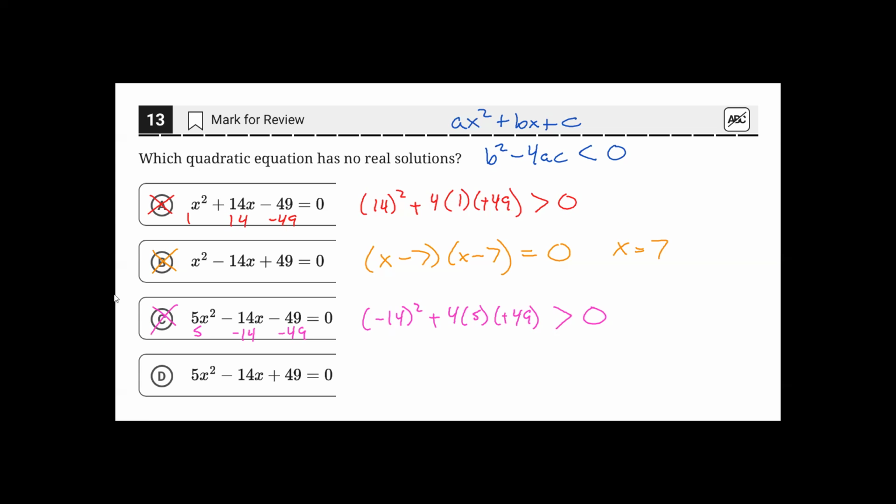By process of elimination, answer choice D should be the correct answer. But to double check, we can substitute the appropriate values into the discriminant. This would give us negative 14 squared minus 4 times 5 times 49. If you use a calculator to calculate this, it will yield negative 784. Since this value is negative, that means this equation will have no real solutions, and therefore choice D is the correct answer.